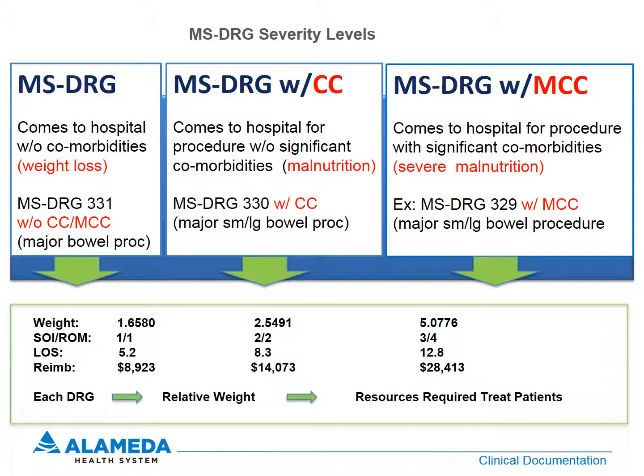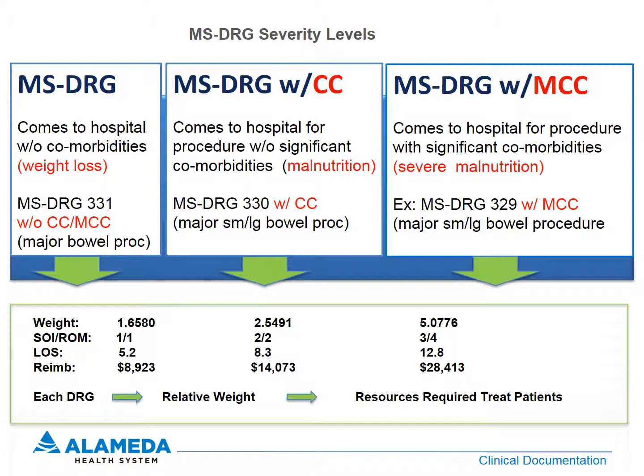However, if instead of weight loss you had written mild malnutrition, the DRG would have a comorbidity. So they come in for the exact same major bowel procedure, but they do have a comorbidity of malnutrition. It shifts that DRG category from 331 to 330. Following the second green arrow, that same patient now has a relative weight of 2.5 instead of 1.6. They have a severity of illness and risk of mortality of 2 and 2. Now the patient can stay 8.3 days instead of 5 days. We've then authorized this payment, staying in for further treatment for 3 additional days, and the reimbursement to cover the resources for that additional treatment is $14,000.